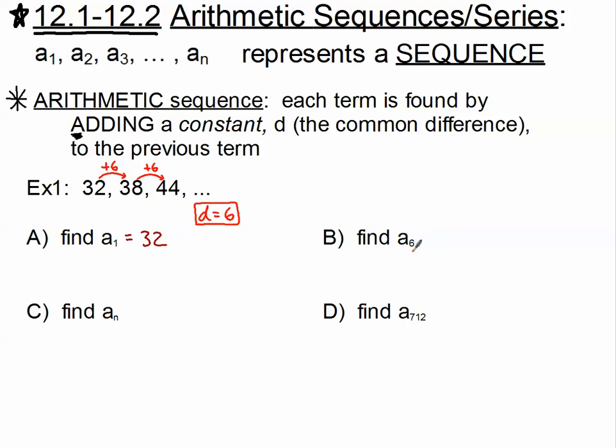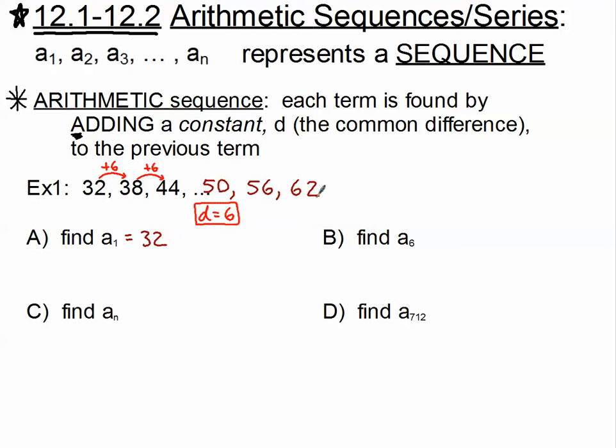Part B says to find a sub 6. A sub 6 would represent our sixth term. Now we only have 3 terms, and to be able to find the sixth term, well, it really wouldn't be too bad to just continue to add 6 3 more times. So if we add 6 again, we'll have 50, and then we'll have 56, and then we'll have 62. It's really not that difficult.